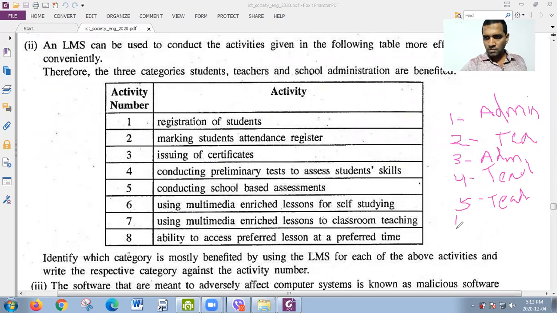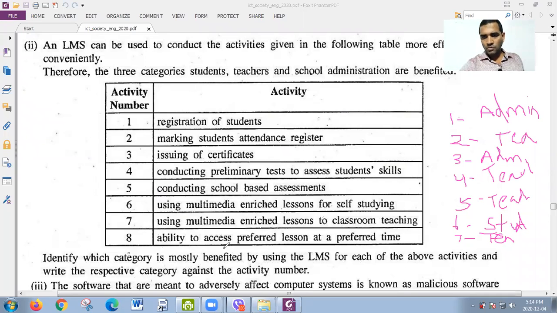Number 6, using multimedia enriched lessons for self-study. Multimedia lessons like video clips, animation, and other ebooks for self-study, definitely it is for students. These are about studies, so students. Using multimedia enriched lessons for classroom teaching, right? So this is definitely for teachers. Number 7, these are for teachers, right?